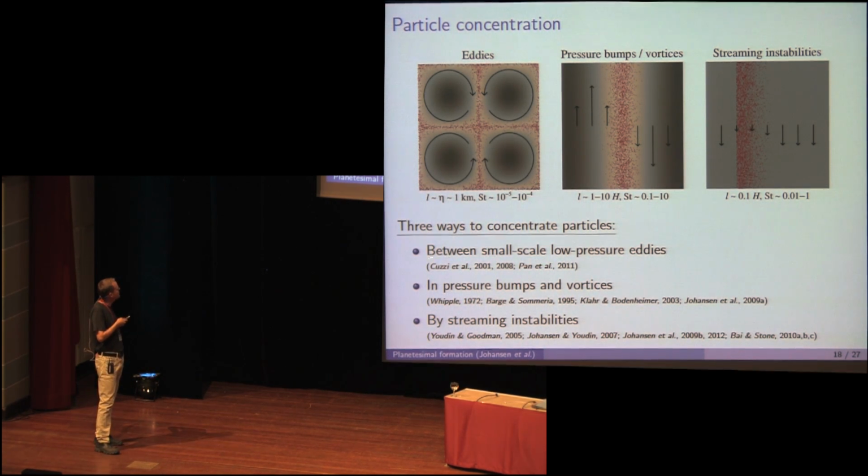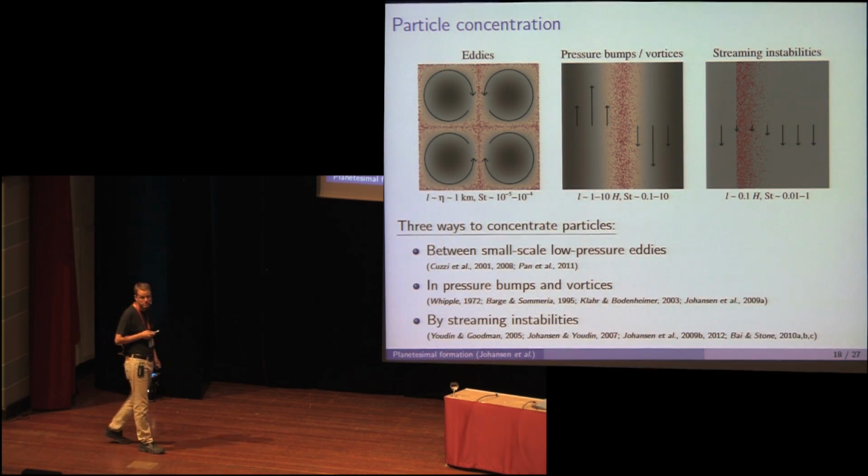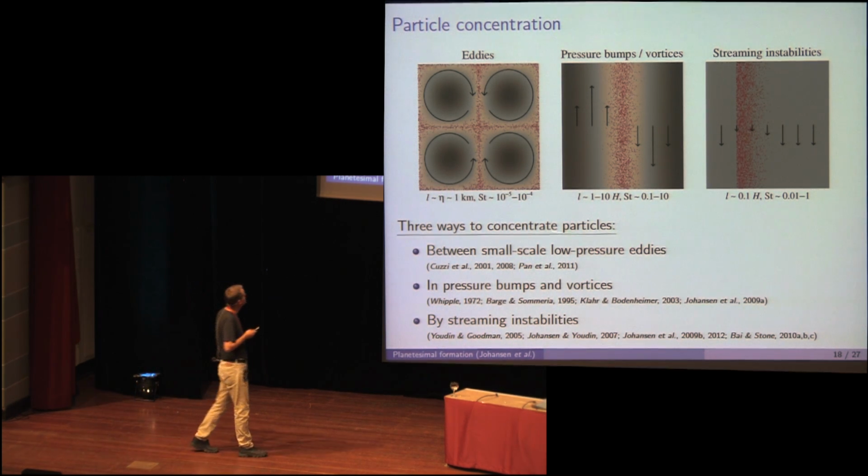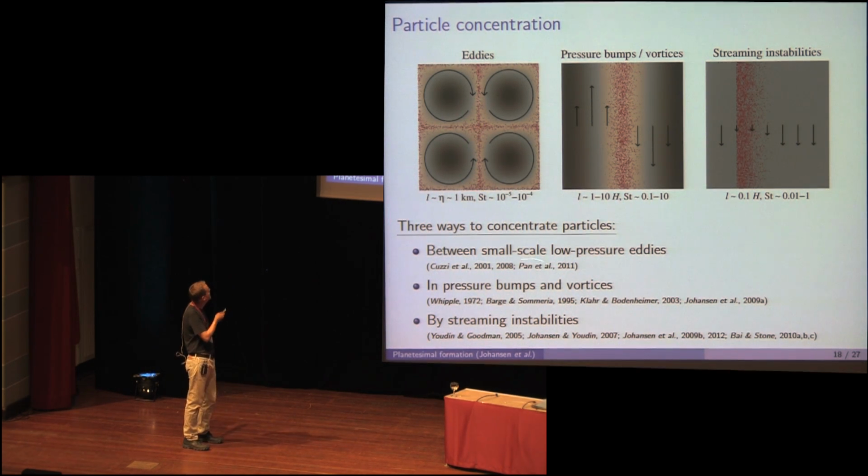The first mechanism is when you concentrate particles between small-scale, low-pressure eddies. And this is most efficient when the length scale is about the smallest scales of the turbulence, which is about 1 kilometer in a nominal protoplanetary disk. And you can concentrate particles of Stokes number between 10 to the minus 5 and 10 to the minus 4. This was a mechanism that was proposed to work in protoplanetary disks by Cuzzi et al. in 2001, basically. If you go to much larger scales, you can have pressure bumps.